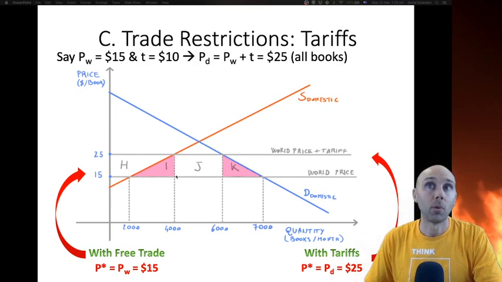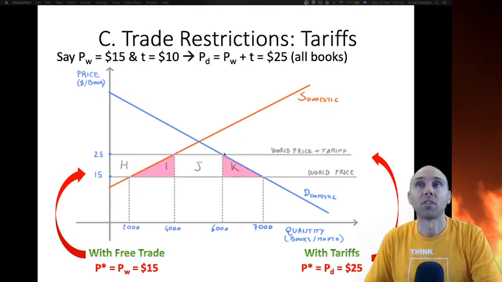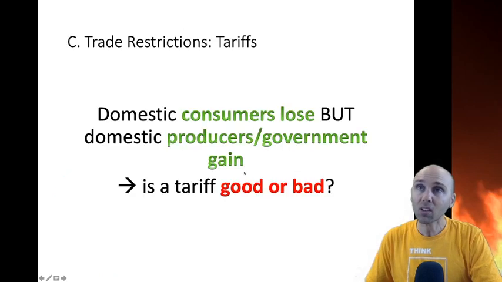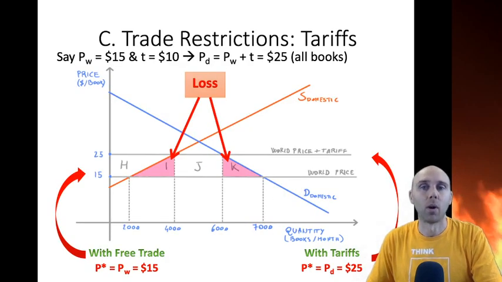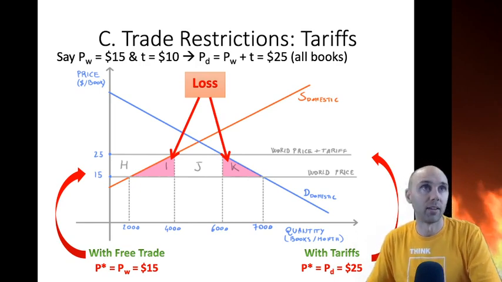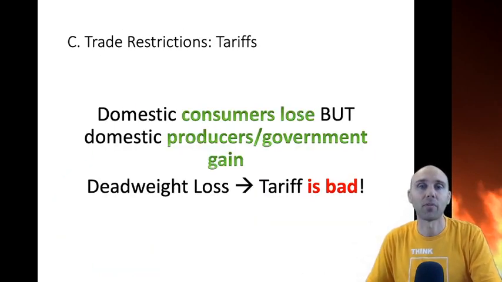And the number of books imported, well, that's the difference between how much the consumers buy overall and how much of that comes from the domestic suppliers. So it's 6,000 minus 4,000 is 2,000, the width of the rectangle. So J is the government tariff revenue, but I and K we can't explain. I and K are the deadweight losses. So overall, domestic consumers lose, domestic producers gain, the government gains, but there are deadweight losses. So deadweight losses say that overall, in terms of the welfare to the economy, the tariff is bad.